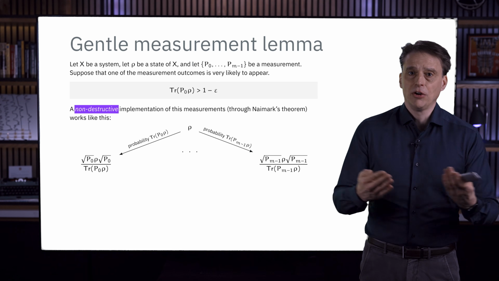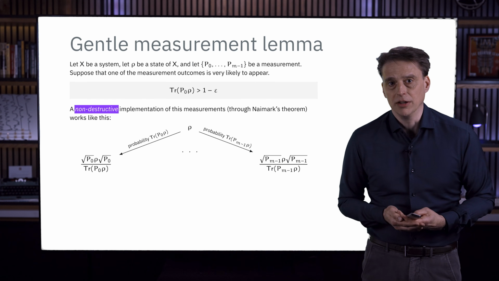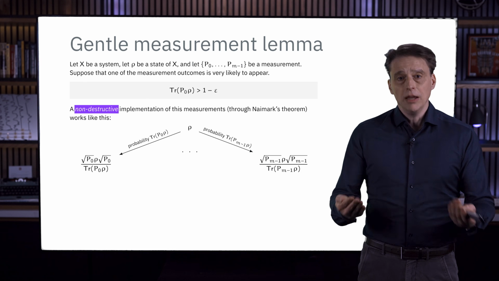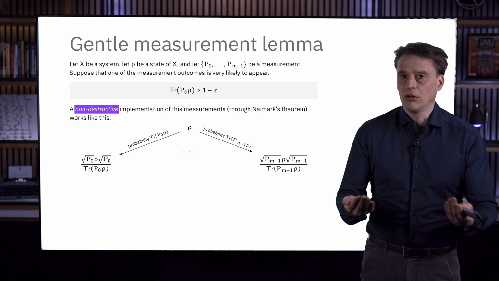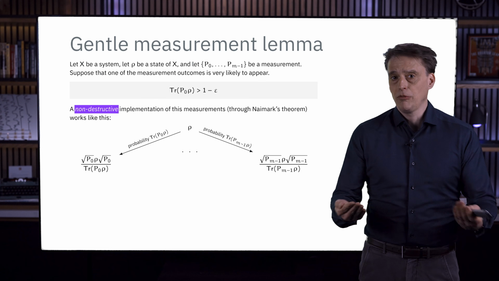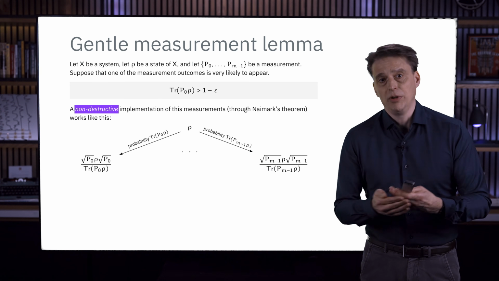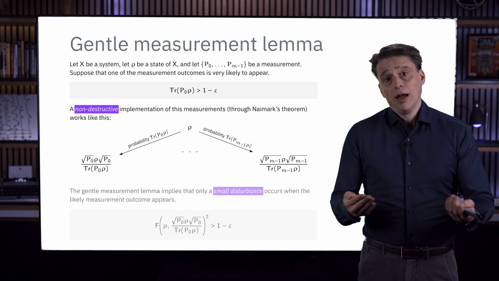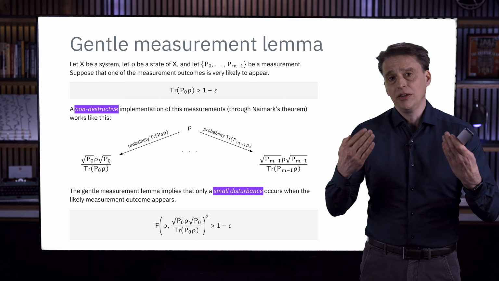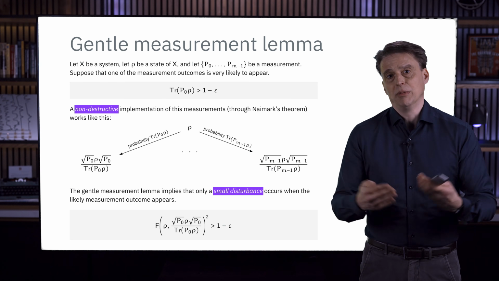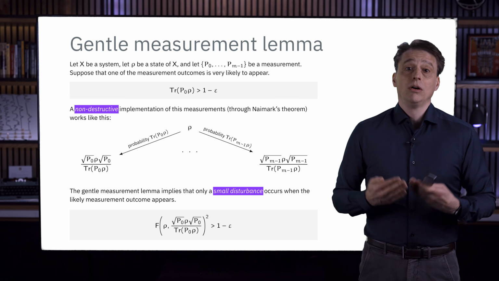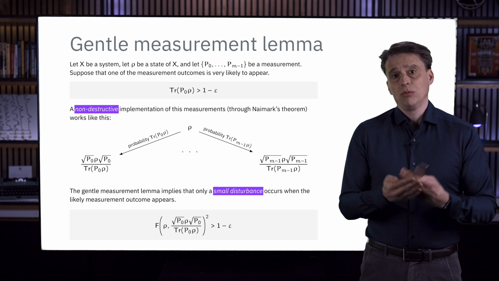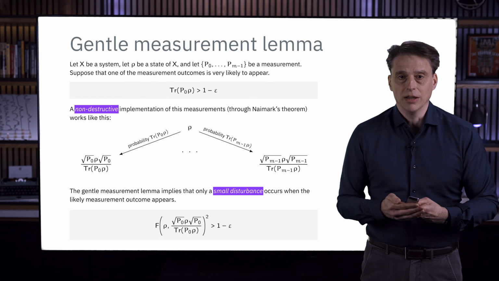Each outcome a appears with probability equal to the trace of P_a times rho, and conditioned on getting that outcome, the state of X changes. In particular, in the case that we get the likely outcome 0, the state becomes the square root of P0 times rho times the square root of P0, all normalized so that we get a density matrix. And what the gentle measurement lemma tells us is that in this event, meaning that we do indeed get the likely measurement outcome, the state we obtain will not have changed very much from the original. And in particular, the fidelity squared will necessarily be larger than 1 minus epsilon.